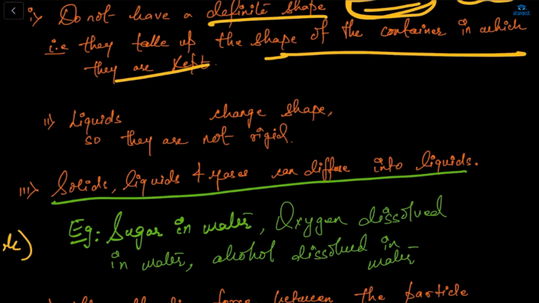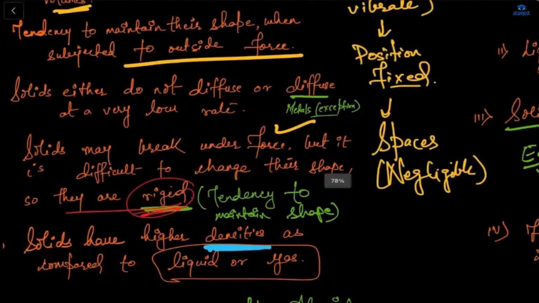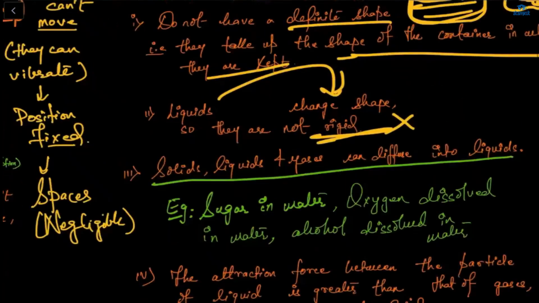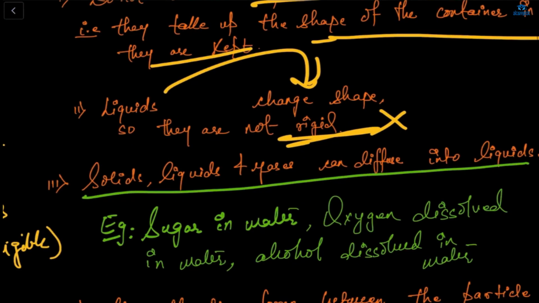Okay, what's the meaning of rigid? Rigid means the tendency to maintain their shape, but liquids do not have any tendency to maintain their shape, so they are not rigid. So here I wrote, what is rigid? Tendency to maintain shape, but a liquid does not have any tendency to maintain a shape. In whichever container you pour the liquid, the liquid will change its shape according to that particular container. So it does not have its own shape.